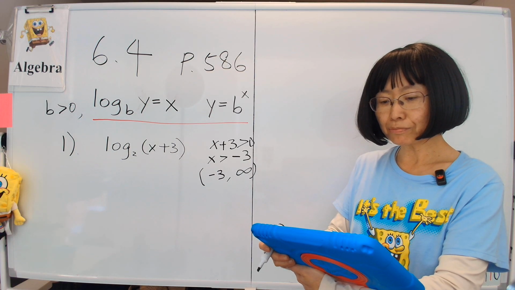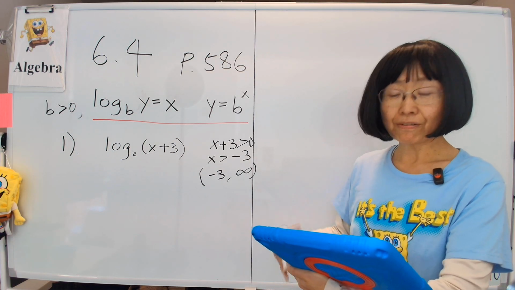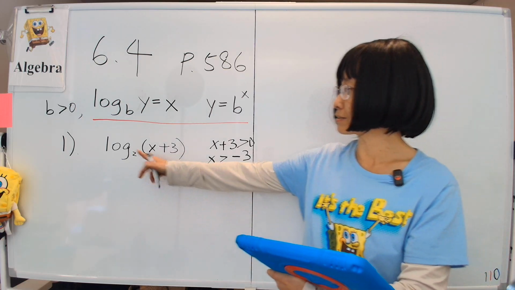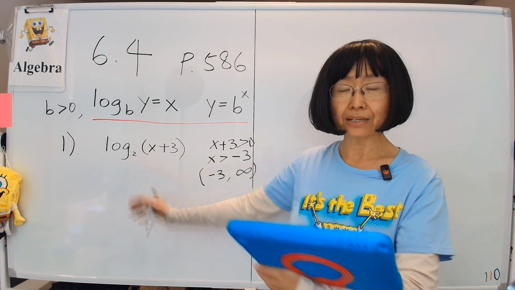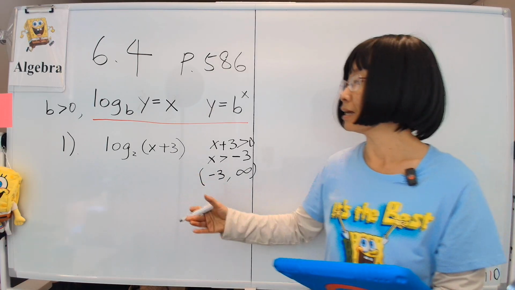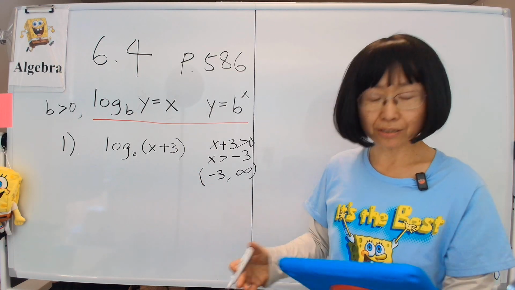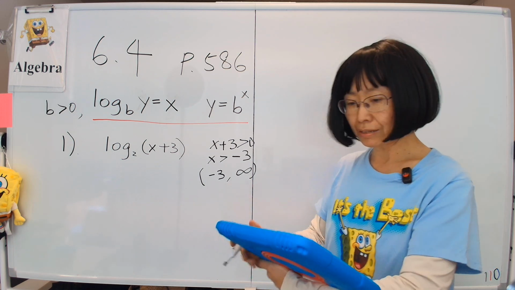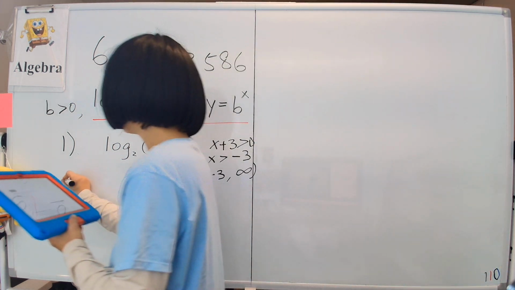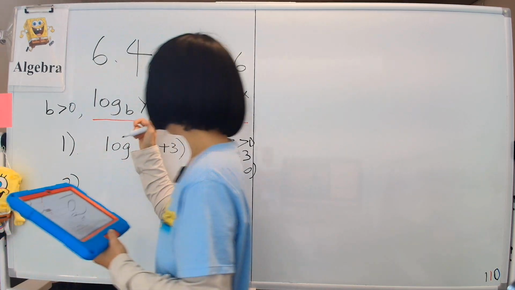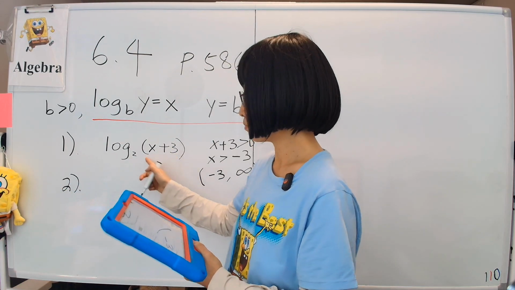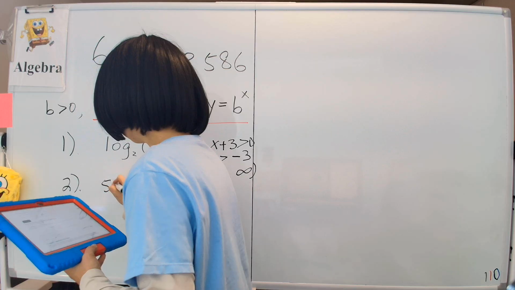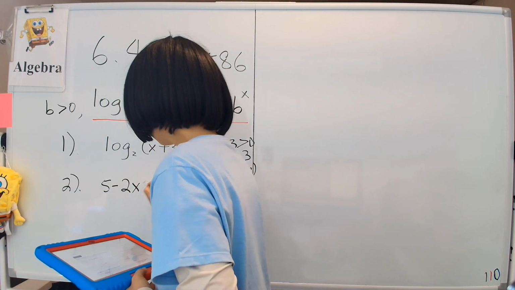It says, what's the domain of log of 5 minus 2x? Now this log doesn't have a base number. It just says log. If it doesn't say base, it means base 10, because base 10 is called the common log. But the same principle applies. In example 2, whatever is inside, the y value, previously it was x plus 3, now is 5 minus 2x. Either way, it has to be bigger than 0.